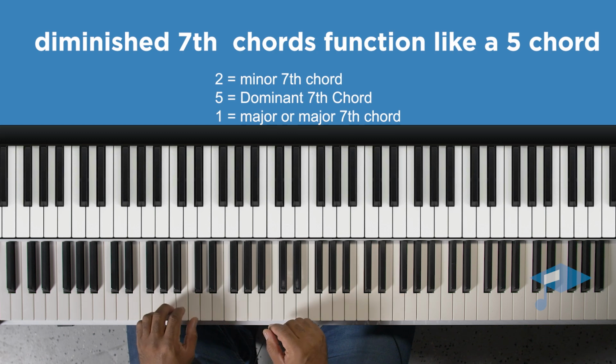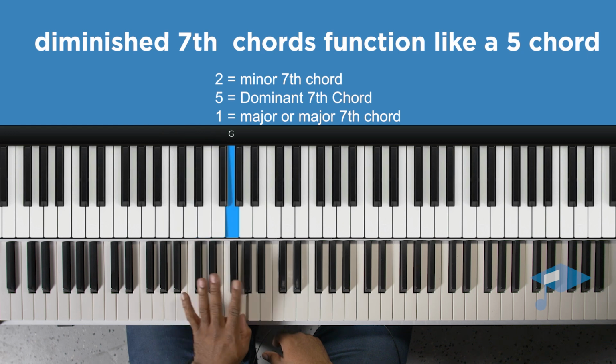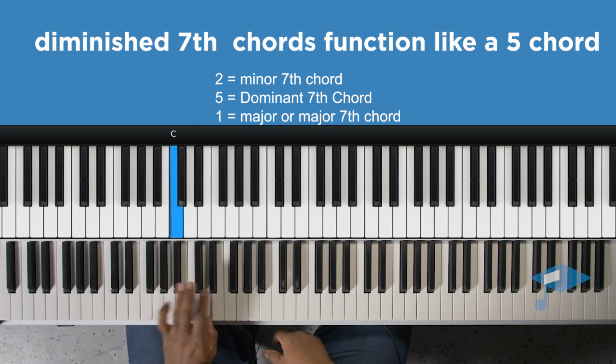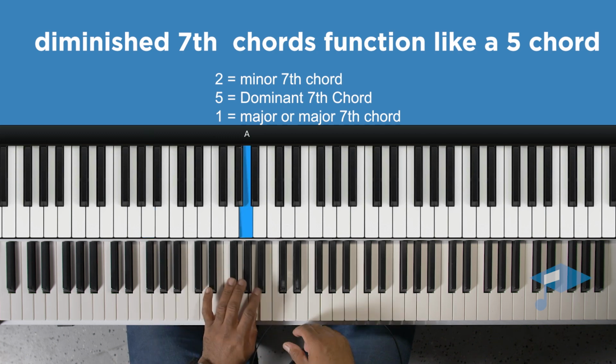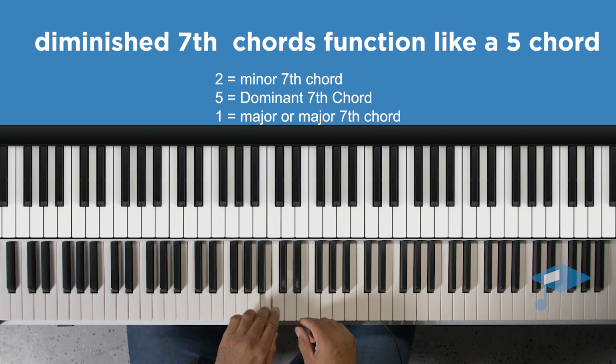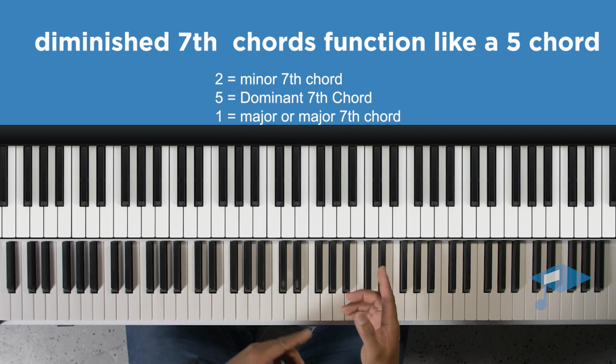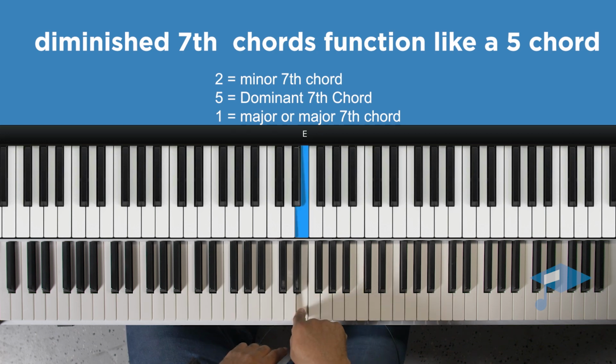Let's look at A minor. So we have A minor. The 1 is going to be A. The 2 is going to be B. 2, 3, 4, 5. When I say A minor, I'm just looking at A natural minor, just all the white keys.